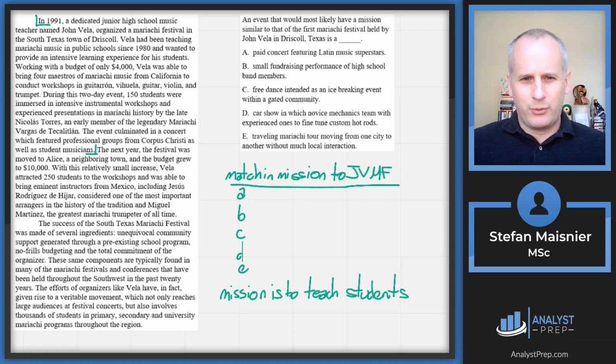Working with a budget of only $4,000, Vella was able to bring 4 maestros of mariachi music from California to conduct workshops in guitarrón, vihuela, guitar, violin, and trumpet. During this 2-day event, 150 students were immersed in intensive instrumental workshops and experienced presentations in mariachi history by the late Nicolas Torres, an early member of the legendary mariachi Vargas de Tecalitlán. The event culminated in a concert which featured professional groups from Corpus Christi as well as student musicians.